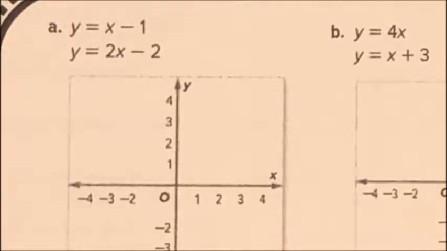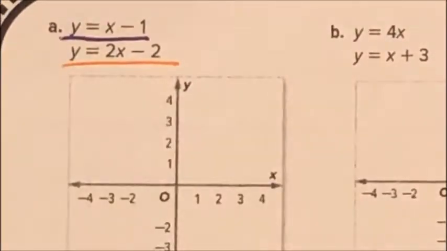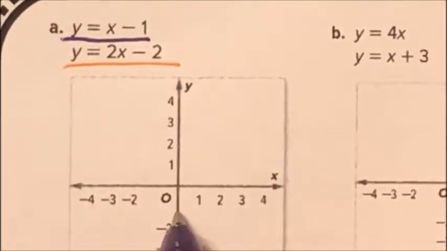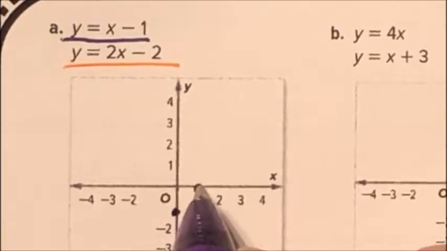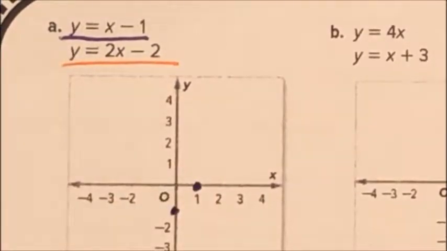All right, now that you've tried the try problems on your own, let's go over the answers together. Letter A says y equals x minus 1 and y equals 2x minus 2. So I want to solve this system of equations by graphing. Here's my first, here's my second. I'm going to graph these 2 equations. I start at negative 1, which is right here. Go up 1 over 1. There's my 2 points.